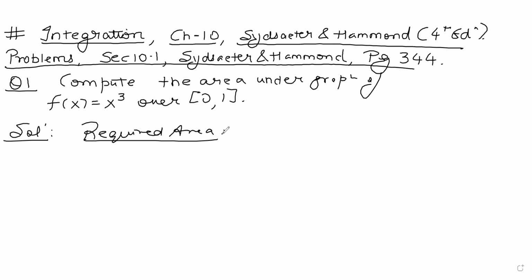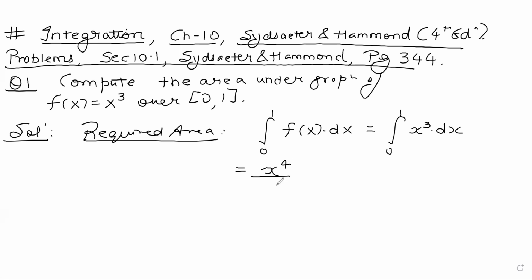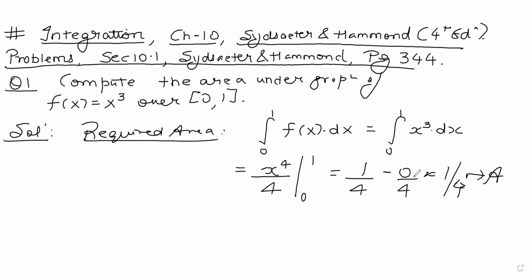The required area will be the integral from 0 to 1 of f of x dx, which we have learned from the previous lecture. So this will be the integral from 0 to 1 of x cube dx. The integral of x cube is x to the power 4 divided by 4. We run this from 0 to 1. This is 1 upon 4 minus 0 by 4, which is 1 upon 4, which is my required answer. If students want to look at the diagram, I can draw a diagram for reference.